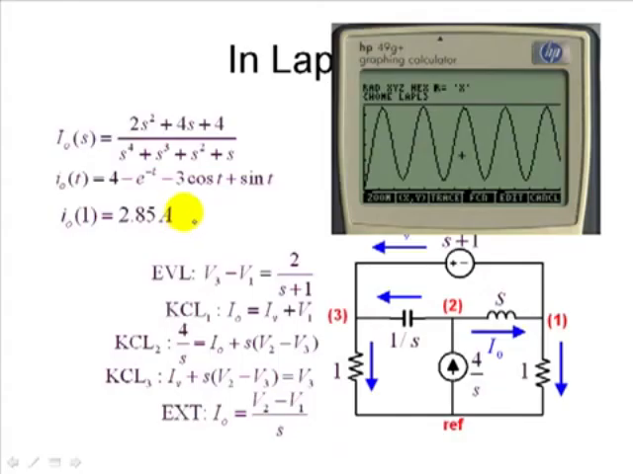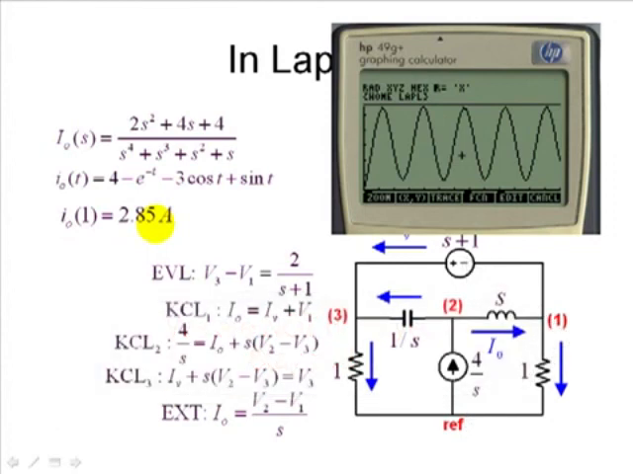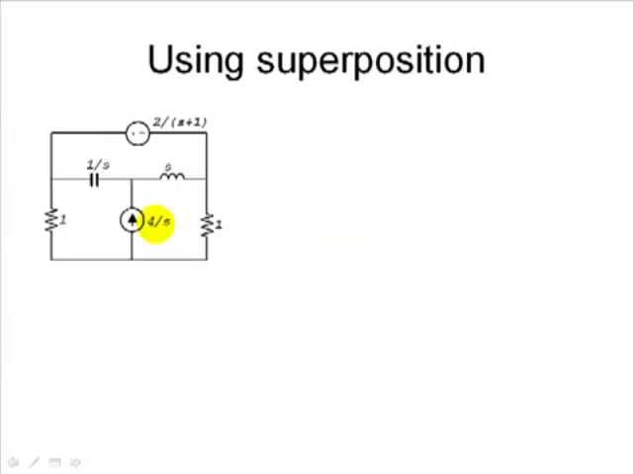And with this, we complete the solution to this exercise. The current in that inductor flowing from left to right at t equal 1 second is 2.85 amps. That is the solution to the exercise, but not the only one, not the fastest one. No, we used brute force. Let's solve that a second time in a more efficient manner.